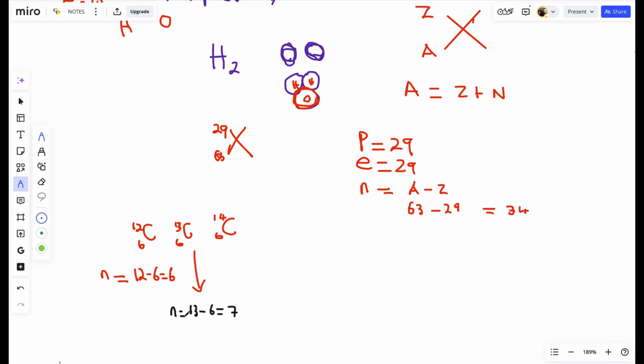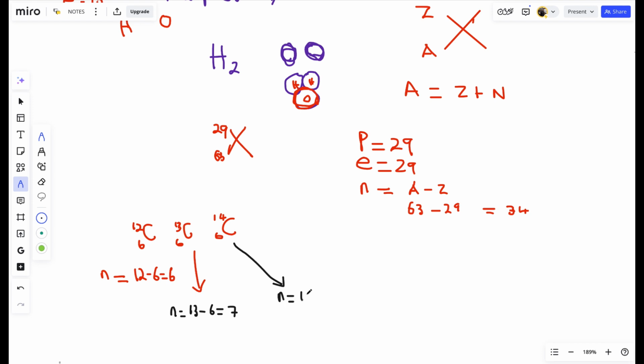Okay? So this type of element that can exist in different forms, but they have the same atomic number and the same number of electrons, but different mass numbers which result in different neutron numbers. Such elements are called isotopes. Elements that have the same atomic number but have different mass numbers are called isotopes.